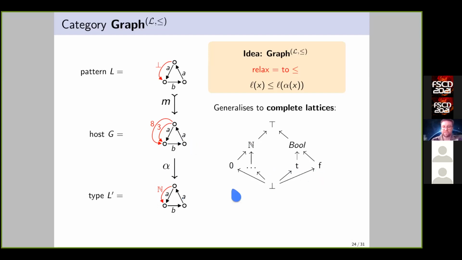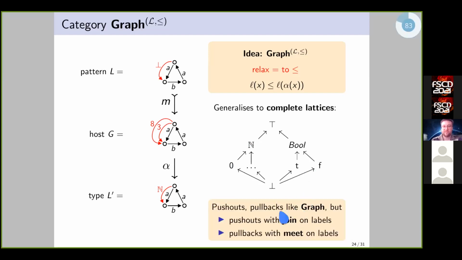So why do we want this to be a complete lattice? The reason is that if we have a complete lattice, then the pushouts and pullbacks all still exist. Structurally, they work just like in Graph, but with the labels, they do something different. In a pushout, if two elements are mapped on the same element, then it computes the join, the supremum of the labels. And if we do a pullback, then we compute the meet, the infimum of the labels that are mapped on the same element.